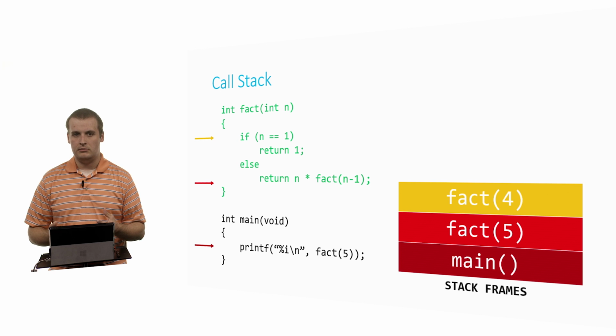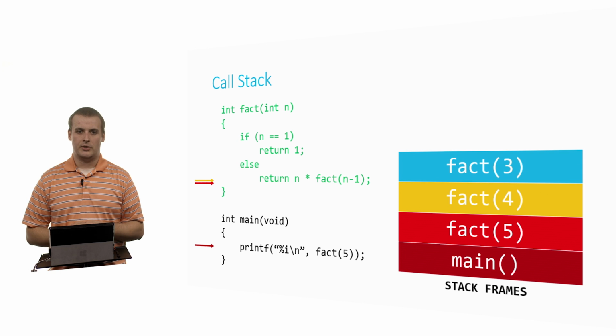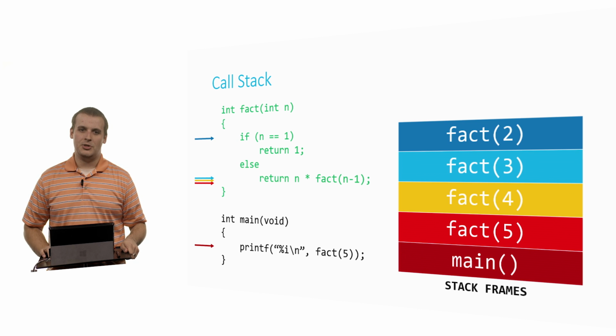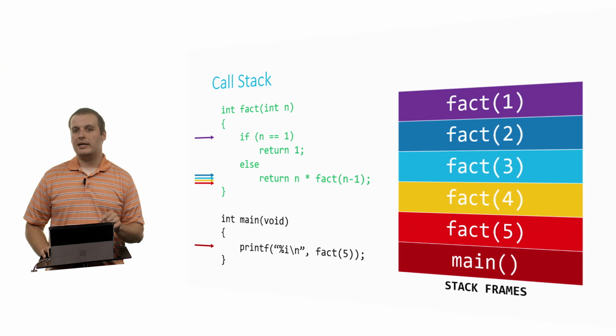Is 4 equal to 1? No, so it's going to do the same thing. It's going to go down the else branch. It's going to get to that line of code. I'm going to return 4 times factorial of 3. So factorial of 4 depends on factorial of 3 finishing. And so it needs to call factorial of 3, and that's going to go through the same process again. Factorial of 3 depends on factorial of 2. So factorial of 2 starts, gets here, depends on factorial of 1. Factorial of 1 starts. Now we're getting somewhere interesting.